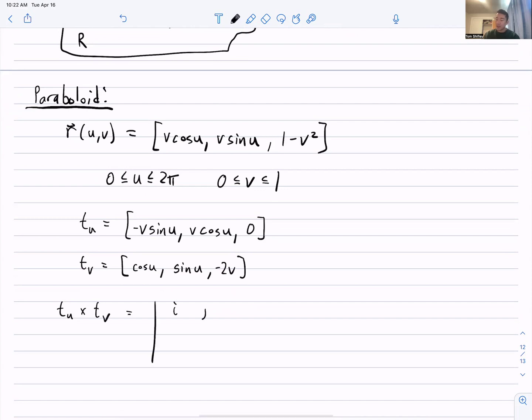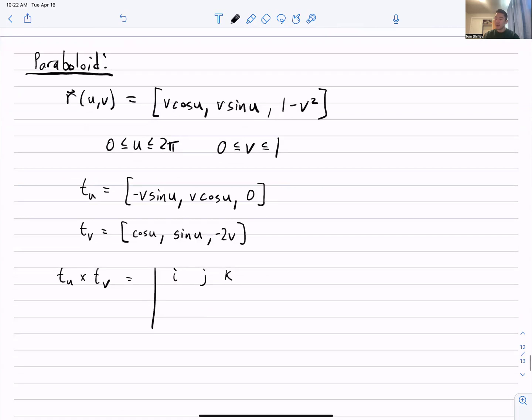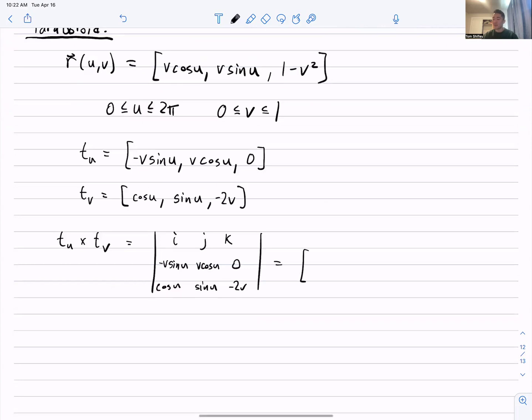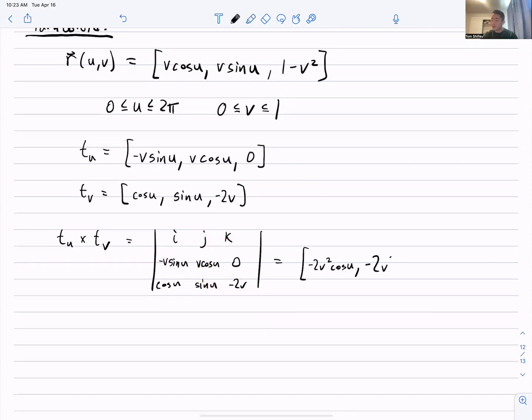And so it's i, j, k. The partial with respect to u was negative v sine u, v cosine u, and then 0, cosine u, sine u, and negative 2v. If we take that cross product, the first component will be negative 2v squared cosine u. The second component, if I cancel this out, will be positive 2v squared sine u, but because it's minus in the second component, it's going to be minus 2v squared sine u.